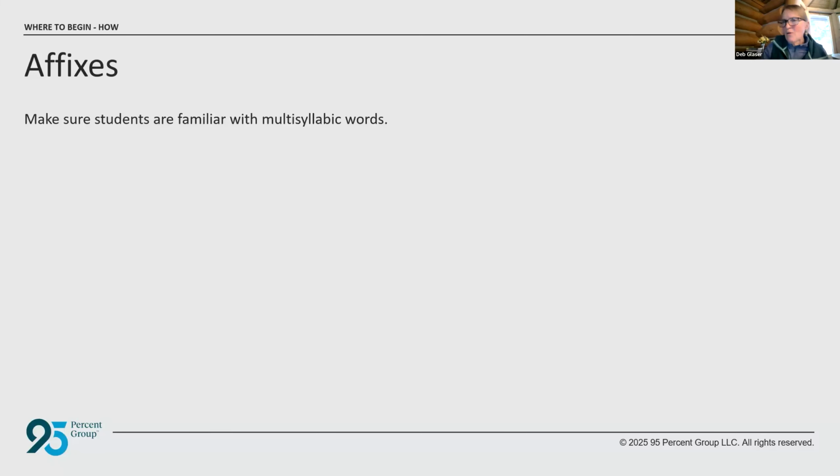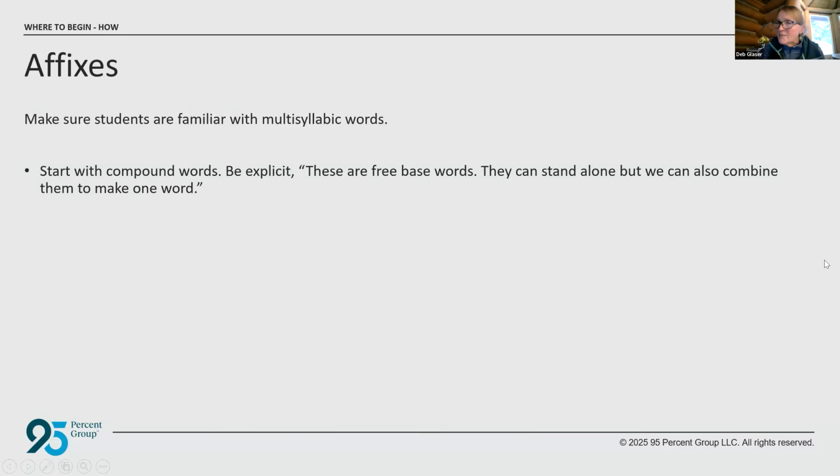So where to begin and how? If you've seen any of my webinars before, you've seen this, but I want to make sure you got this, because first of all, we want to make sure that students are familiar with multisyllabic words, and that would mean the ability to clap them out, hear those chunks, because we're going to start with compounds when children are really young, and we're going to be explicit. These are free base words, back and pack. It's a back, put them together, and it's a pack on my back. Pine cone. Cone that grows on a pine tree is a pine cone. They can stand alone, but they can make one word when they're together.